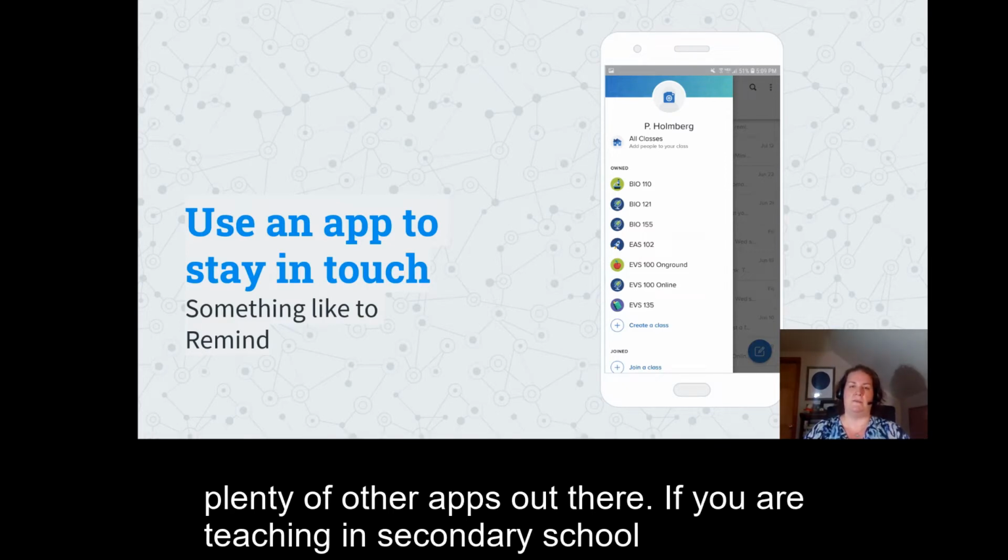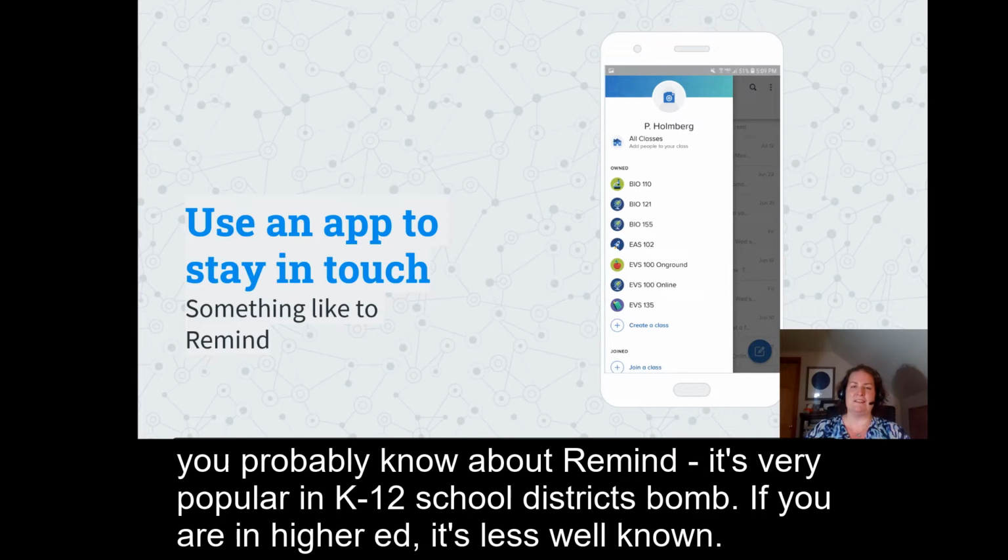Now, I use Remind. There are plenty of other apps out there. If you are teaching in secondary school, you probably know about Remind. It's very popular in K-12 school districts.